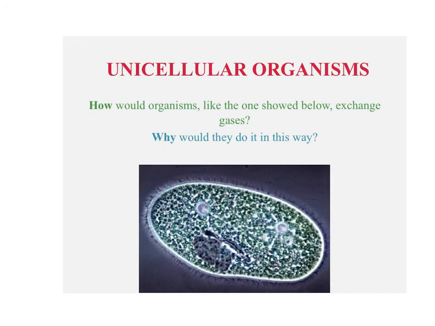To begin with, have a look at this picture. We've got a unicellular organism, some form of bacterium. How would organisms like that single-celled bacterium exchange gases, and why would they do it in that way? Think back to the starter. We're going to recap this over and over until you've got it in your little noggins. Pause, answer the question, and then play again in a second.